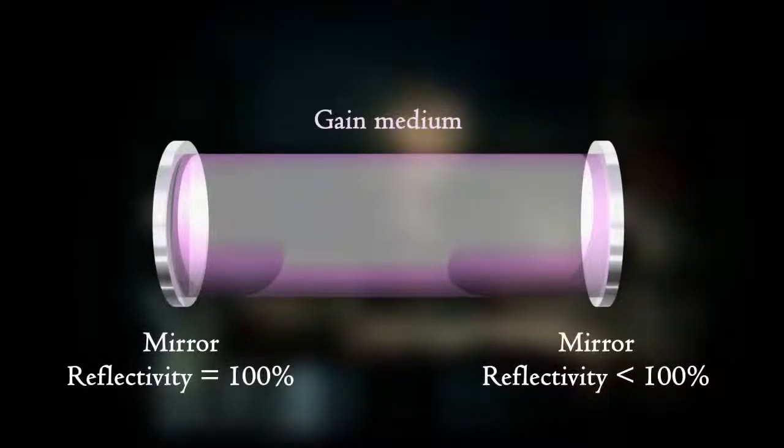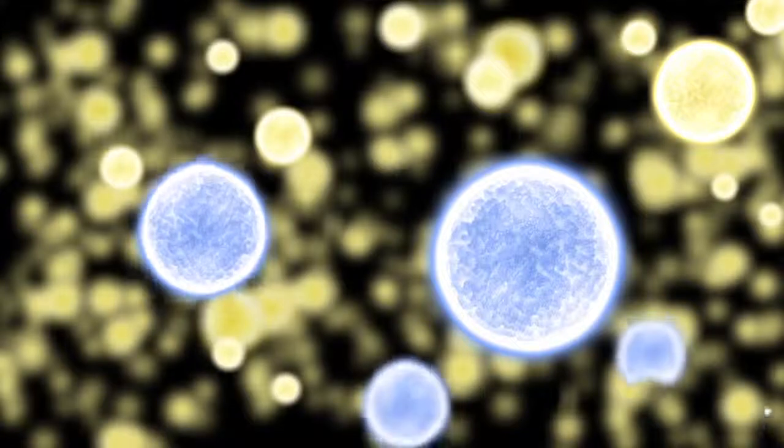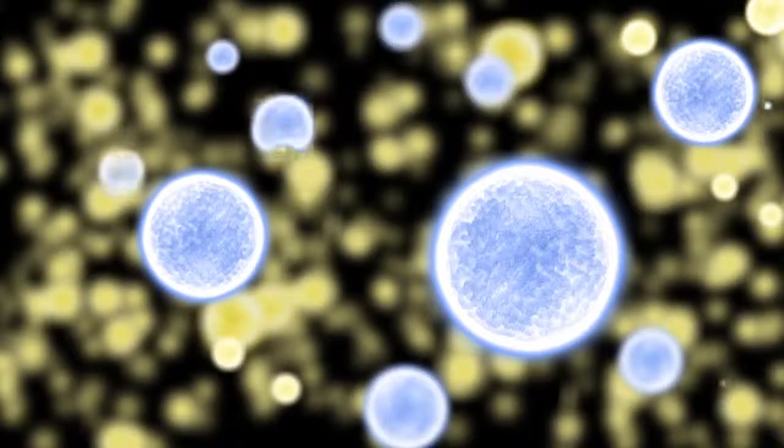Another part we need is an energy source in order to use photons to raise electrons from a lower energy level to a higher one, a process called optical pumping. Now, let's have a look at the inside of the gain medium. The atom and the electron are on the ground state. Now, optical pumping, that is emitting energy in the form of photons, is used to raise the electron into a higher energy level. In this case, its energy level is E2.